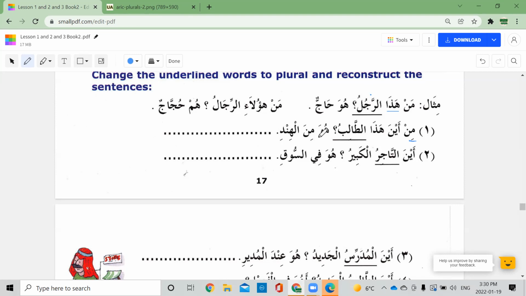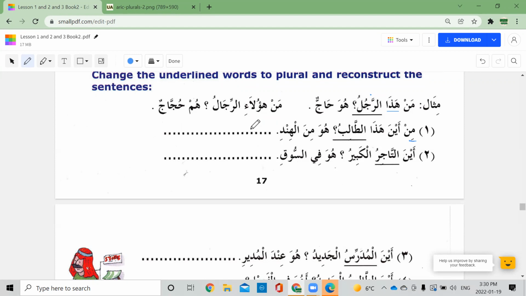From where is this student? Talibun is student, from Hind. From where is the student? Huwa minal Hindi. He is from India. Yeah, he is from India.